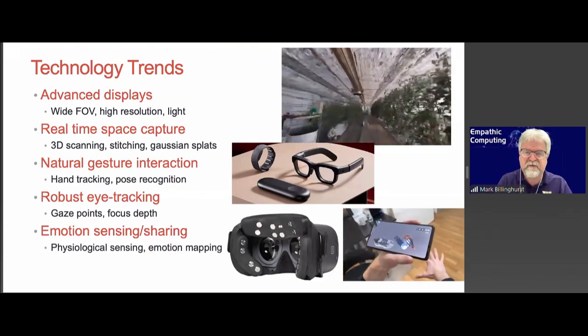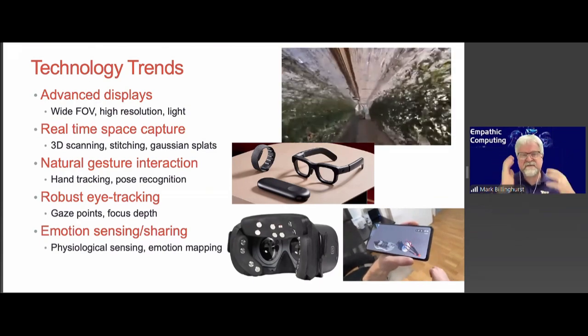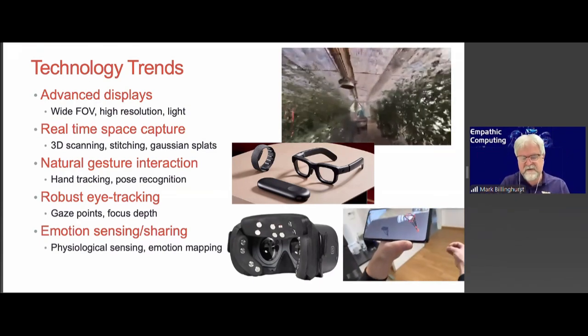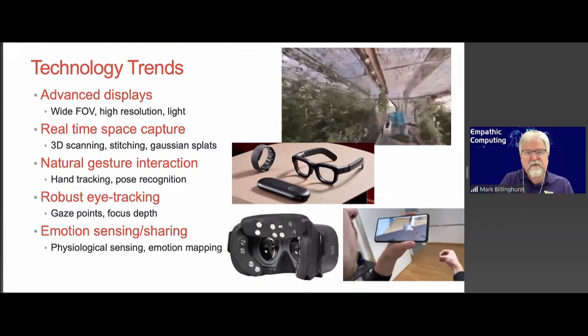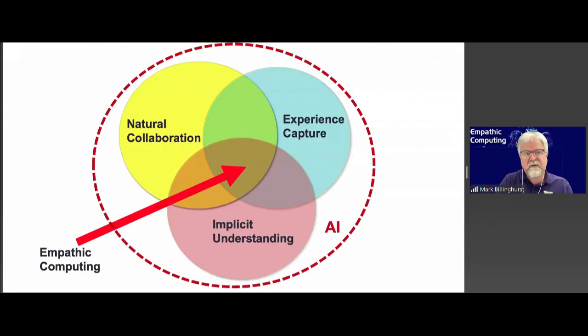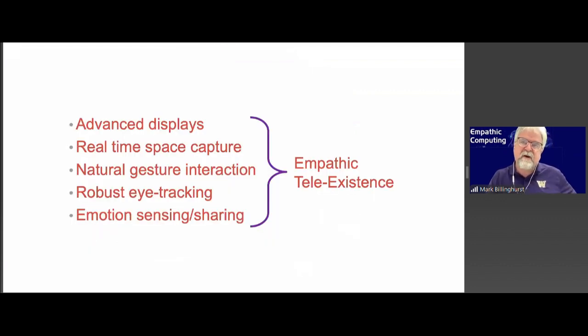as well. And we've got these devices like I showed you before with sensors and the physiological sensors on the headset. So we talked already about these three areas, but then around all of this is this cloud of AI. And so, of course, AI has a big impact on all these spaces as well. And combining these technology trends together with AI might lead you towards what you could call empathic teleexistence.